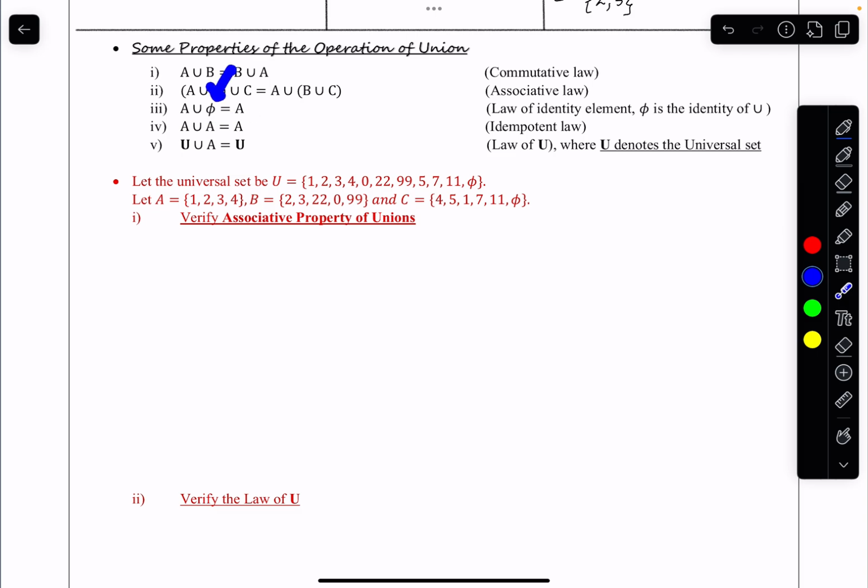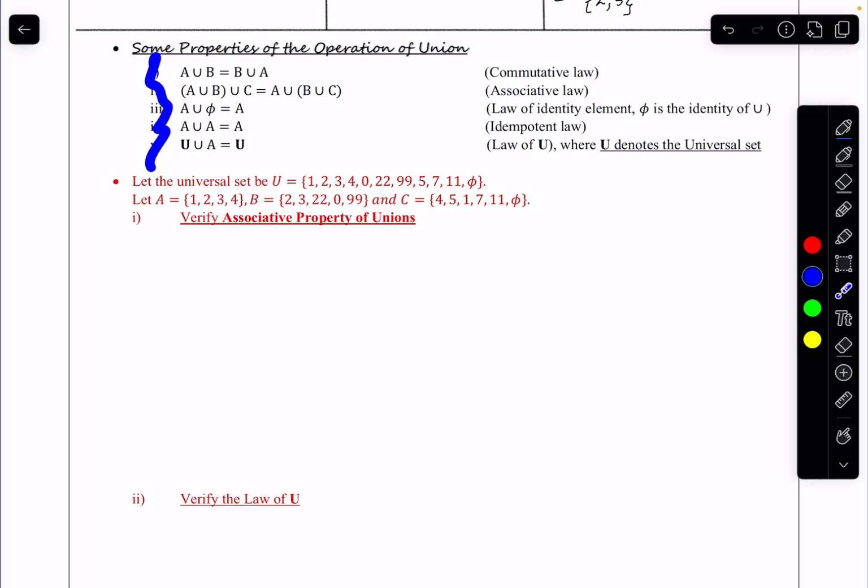Now phi is a set which has nothing in it. So when you're taking the union of A and phi, it is equal to A itself. Union of A with itself is A itself. And lastly, union of the universal set with A is the universal set. Now we'll talk about what this universal set means also. I'll just take an example and then define it.